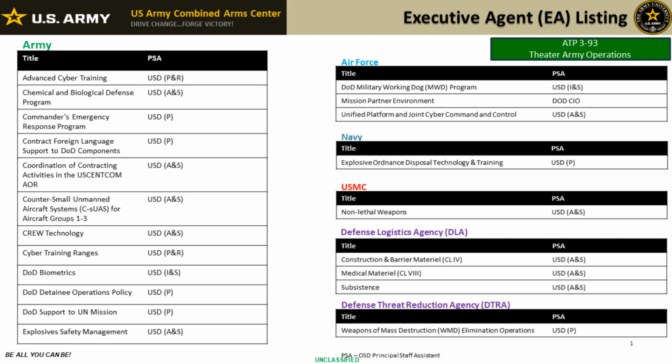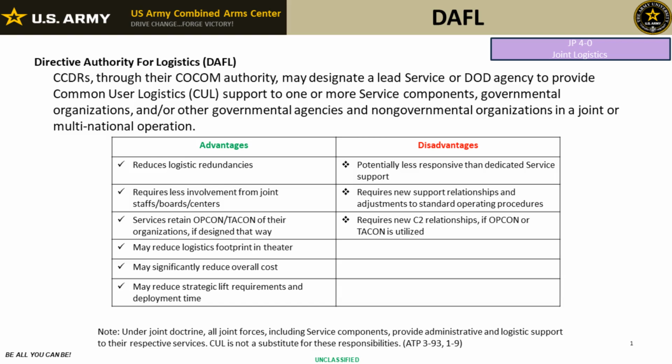The Executive Agent listing provides a comprehensive list of agencies and their respective responsibilities in theater operations. EAs provide defined levels of support for either operational or administrative missions that involve 2 or more DoD components. DAFL is a statutory authority contained in Title 10, Section 164. The statute gives authoritative direction to subordinate commands and forces necessary to carry out missions assigned to the command, including authoritative direction over all aspects of military operations, joint training, and logistics.